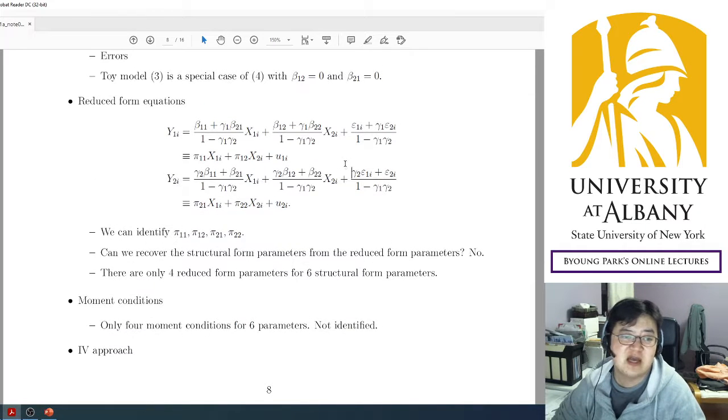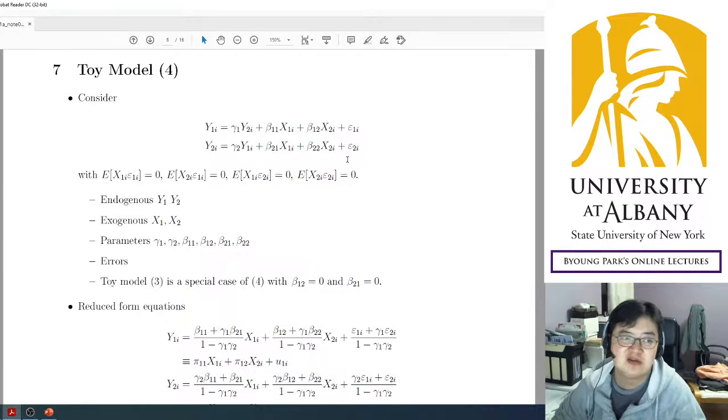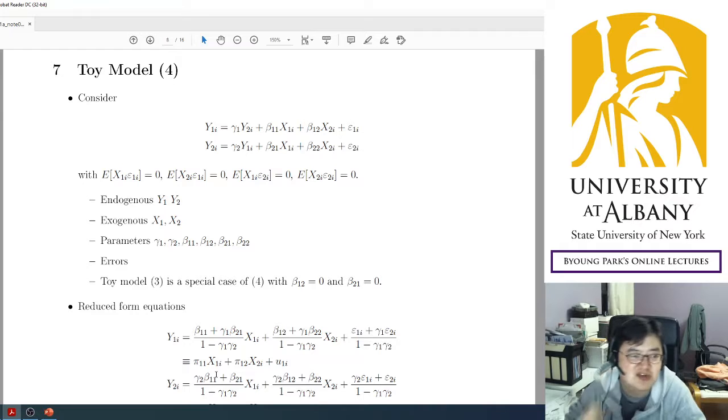So it's interesting that more generalization is not good. So you need appropriate exclusion restrictions. Some variables should have no effect, which is the key assumption. That is the key assumption.